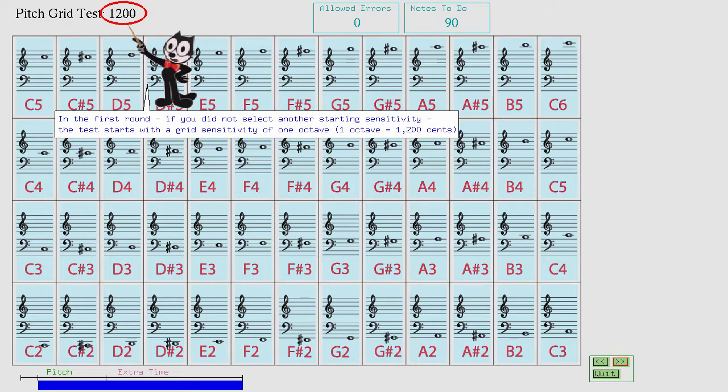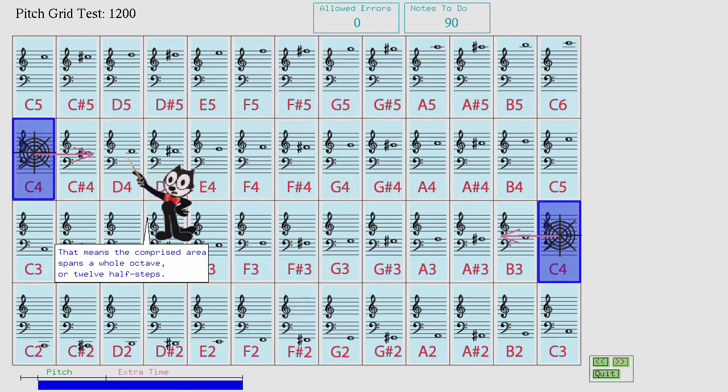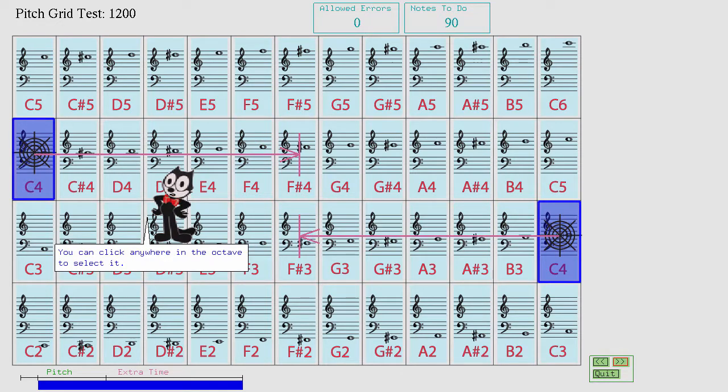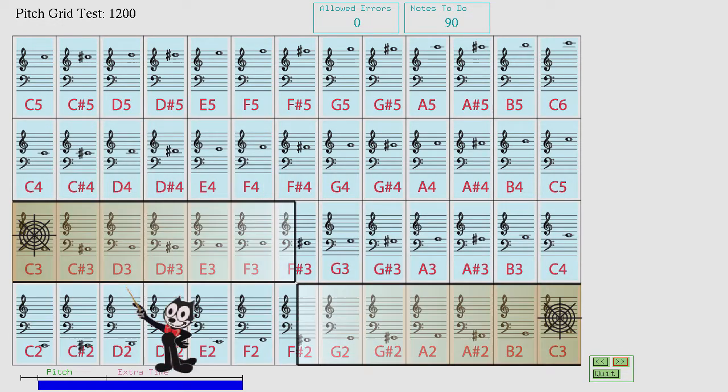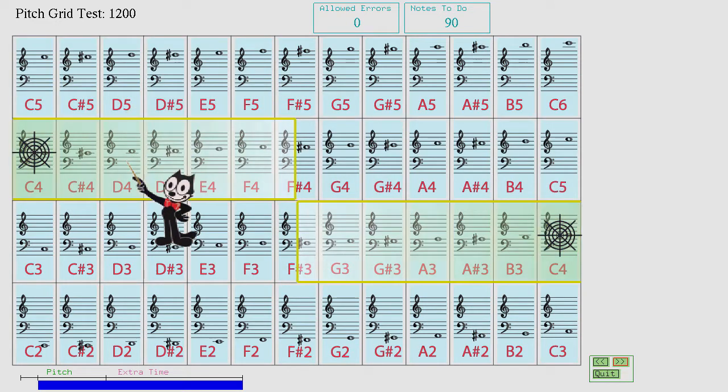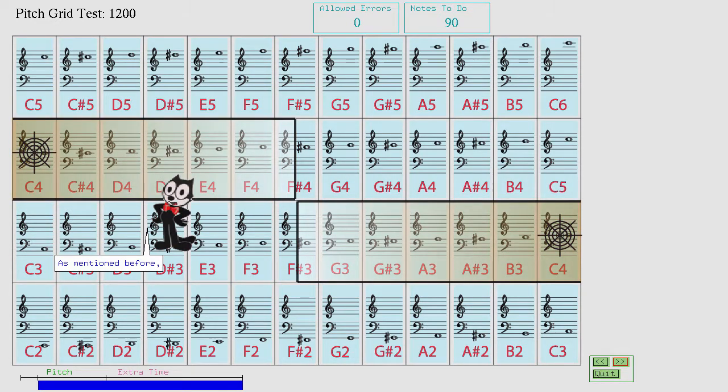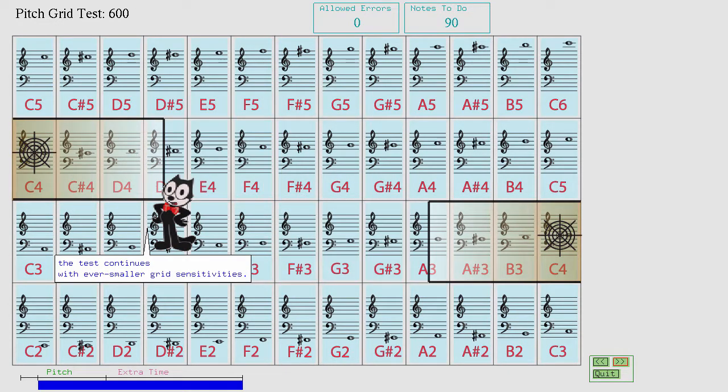In the first round, if you did not select another starting sensitivity, the test starts with a grid sensitivity of 1 octave. 1 octave equals 1,200 cents. That means the comprised area spans a whole octave, or 12 half steps. You can click anywhere in the octave to select it. As mentioned before, the test continues with ever smaller grid sensitivities.